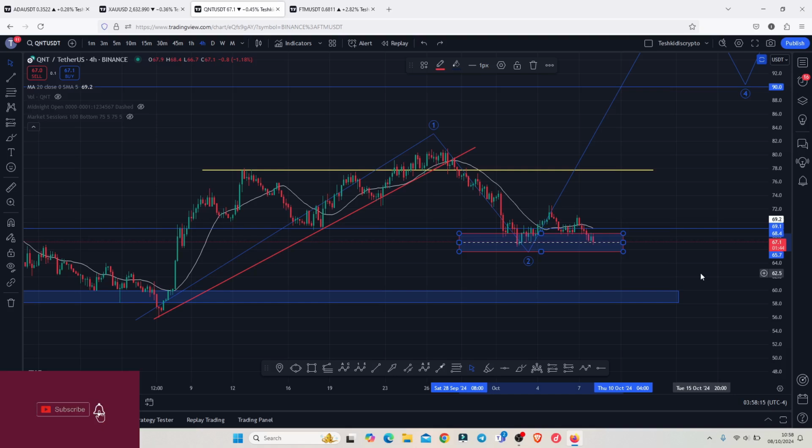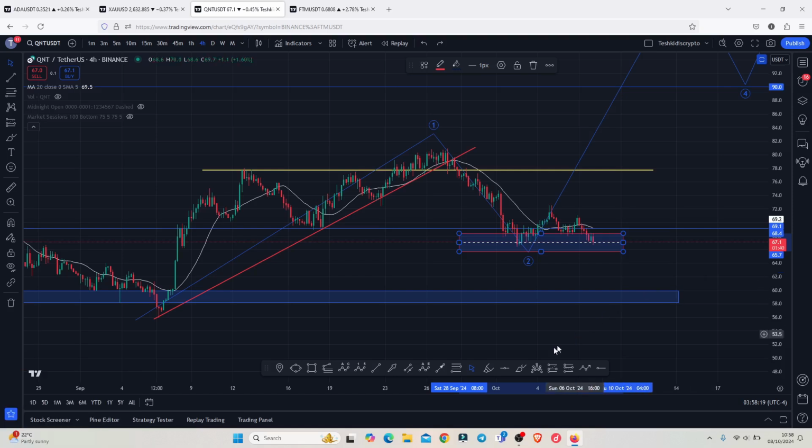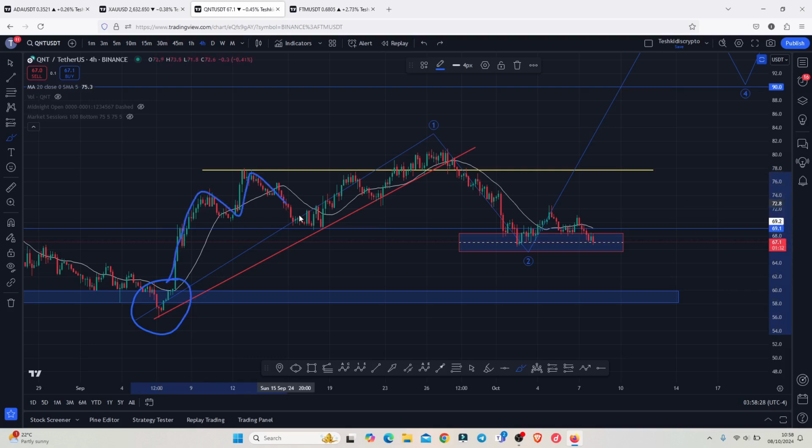Starting the video by first giving you a quick recap of what has been happening from the lows that we made on the 6th of September. You can see that we saw a very nice bounce to the upside, managing to break above key areas of resistances in a move that gave us a high above the $81, completing what I now term as an impulsive Elliott wave count 1.